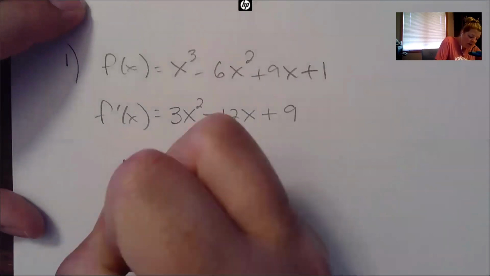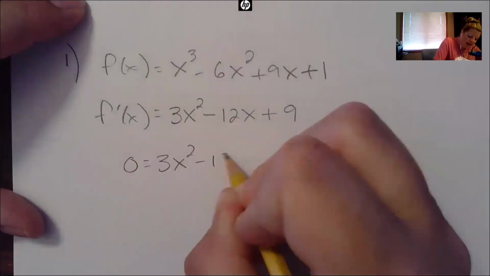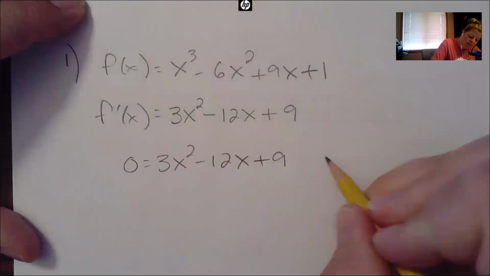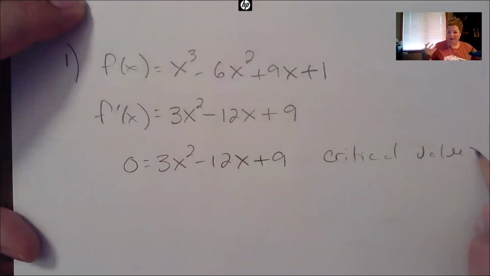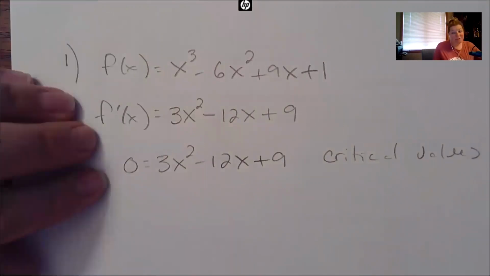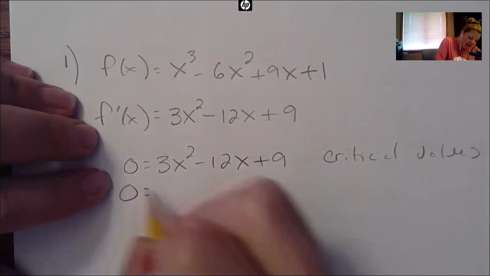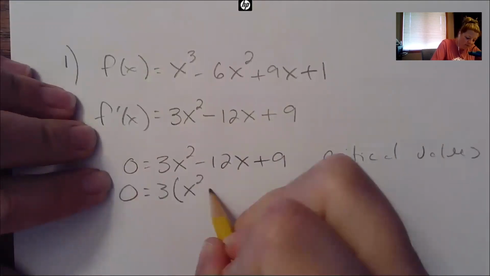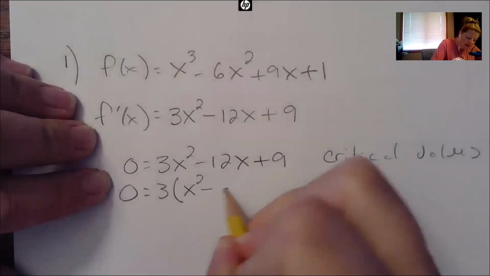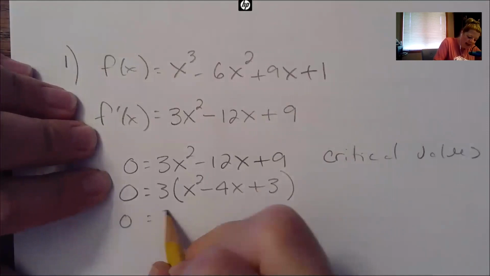So 0 equals 3x squared minus 12x plus 9, and this is going to find our critical values. So far I have no partition because I don't have anything undefined. All right, so from here, I'm probably going to have to crack out some of my factoring rules. I look at this and think, okay, well, I can get a 3 out of each of them. So that leaves me x squared minus 4x plus 3, right? That's going to factor pretty nicely, leaving the 3 outside.